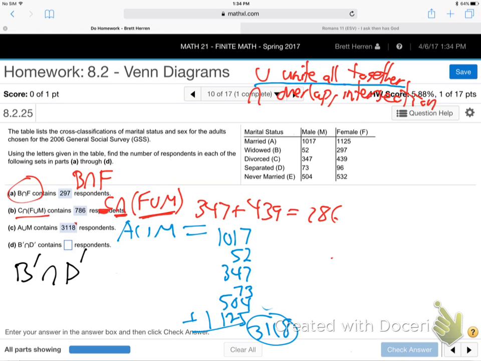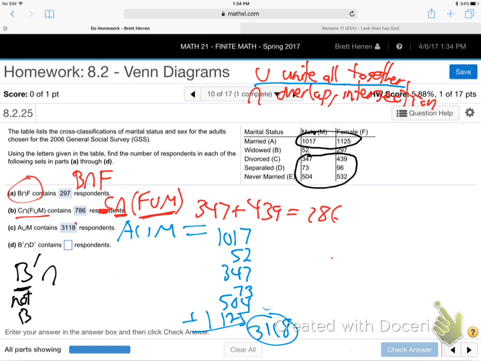So now we have to do B complement. Where is B complement? Well, here's B. So B complement is everything else. Remember, it means not B. So B complement would be this and all of this. That's all B complement, that's all not B. Good so far?